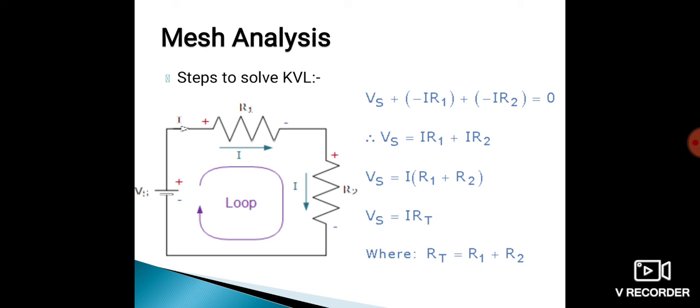I is common as it is a series connection, so I is taken as common. So Vs is equal to I into (R1 plus R2), and as it is a series connection and it is the addition, we can call it the total resistance RT. So Vs is equal to I into RT. So this is the procedure for solving the mesh analysis.